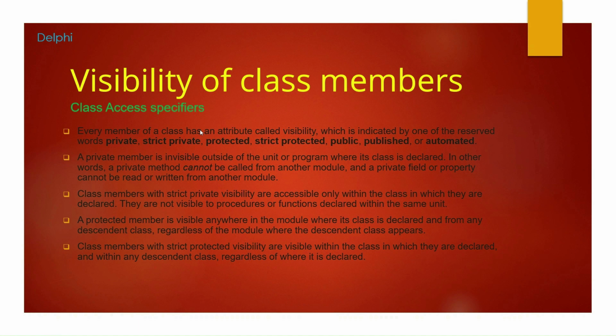When you try to access that class member, depending on the visibility, it will be accessible within a class, outside the class, or outside the unit. The private member visibility is outside the unit program where the class is declared. So we'll see this through the example. We'll write code, create a class, and put in all the access specifiers.